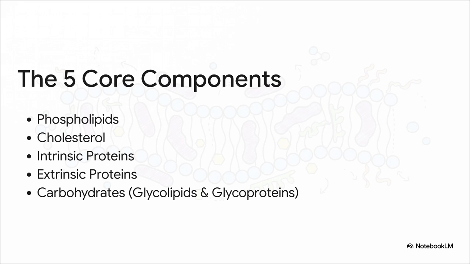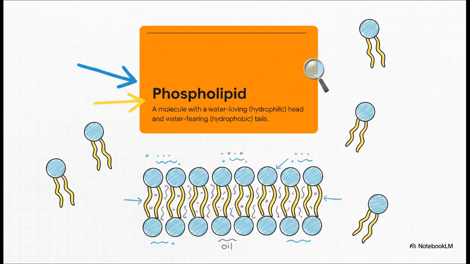Next, you have the proteins, the real workhorses. You've got intrinsic ones that go all the way through, and extrinsic ones that just hang out on the surface. And finally, you have the carbohydrates, which act like tiny ID tags for the cell. Now, the absolute star of the show is the phospholipid.